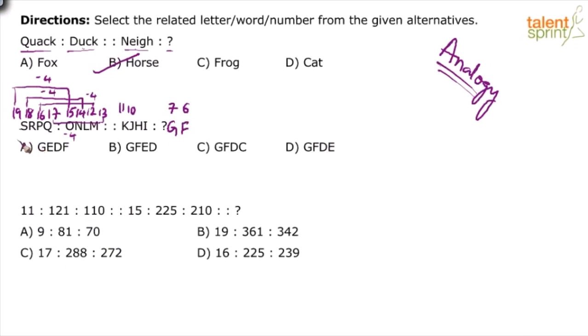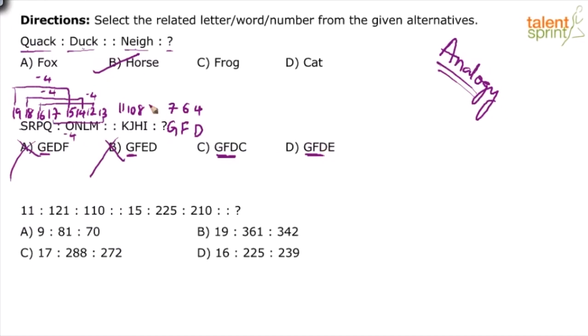Now look at the options. Option A gets eliminated because here we have GE, while what is required here is GF. Then go for the next position, H. H you all know is the 8th letter. 8 minus 4 is 4. And the 4th letter is D. So option B also gets eliminated because we have GFD and GFD only in C and D here.